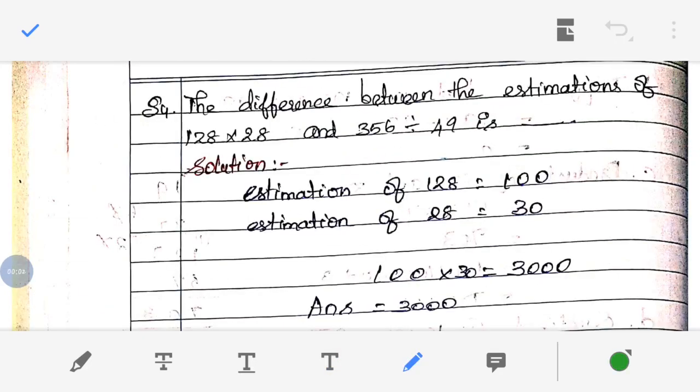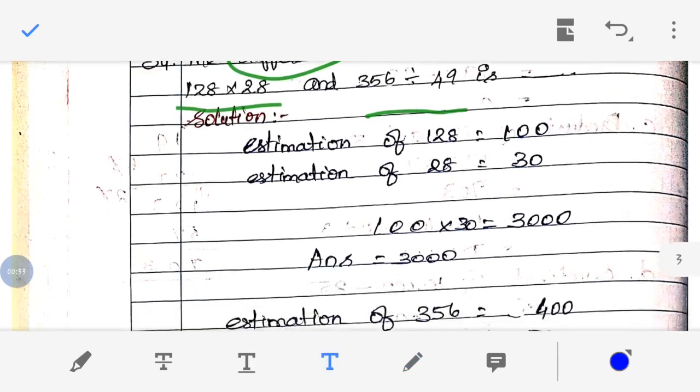The question number is S4 and the question is: the difference between the estimation of 128 into 28 and 356 divided by 49. So first we have to perform the multiplication and then the division. We will get two answers, one from the product and one from the division. Those two answers we have to subtract to find the difference. For this difference we have to do the estimation.